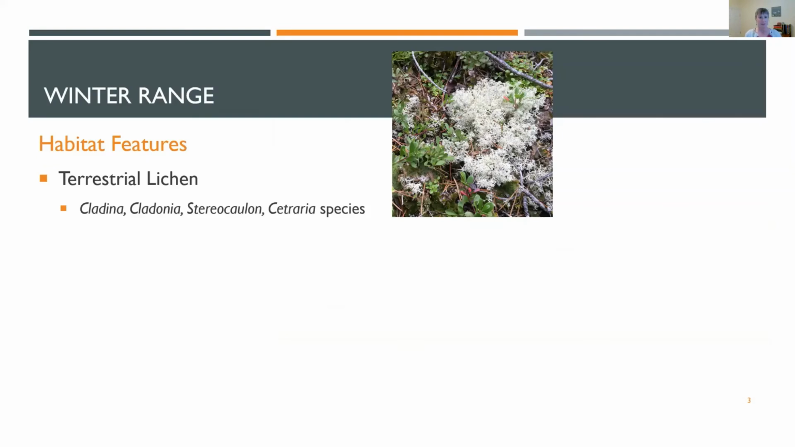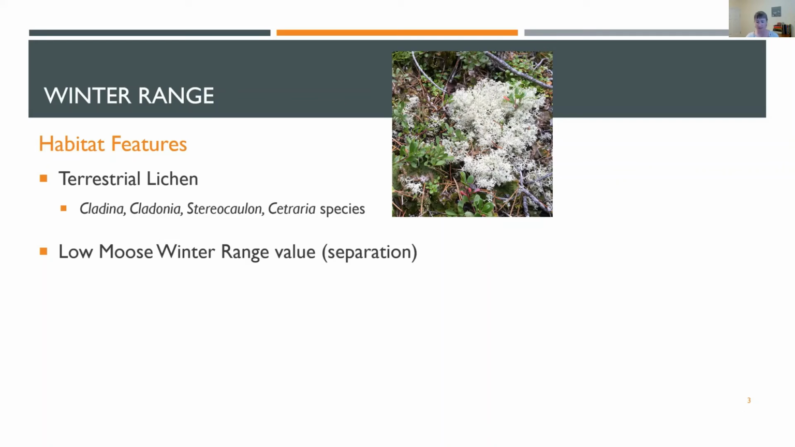Okay, for this caribou herd's winter range, they primarily rely upon terrestrial lichen for their winter diet. So that's one habitat feature of value. The second habitat feature that's important for caribou is actually low moose winter range value.